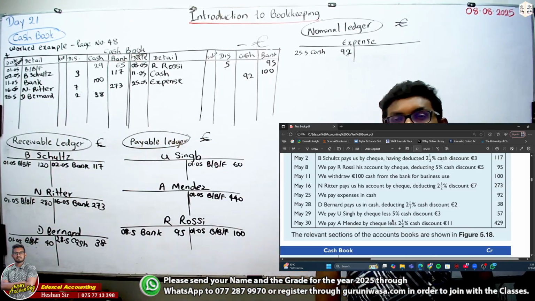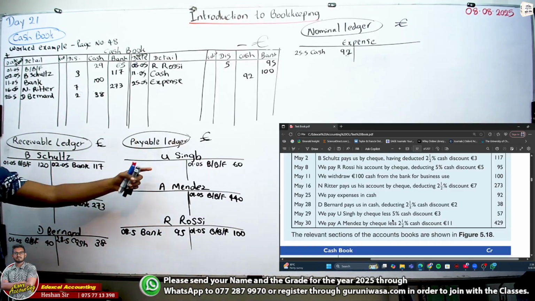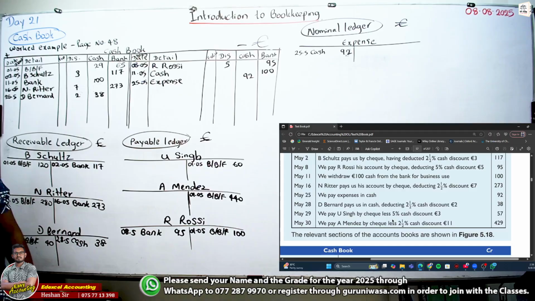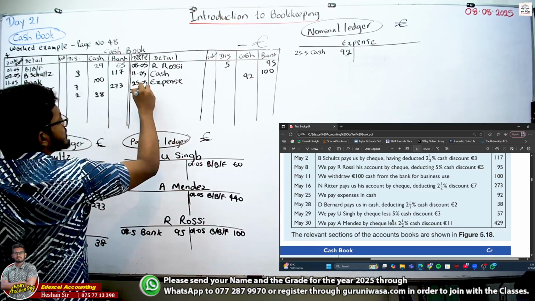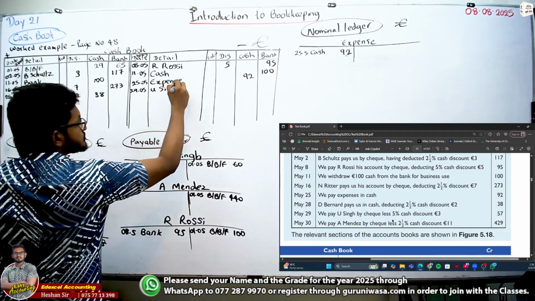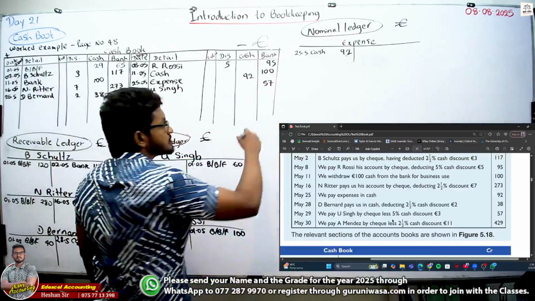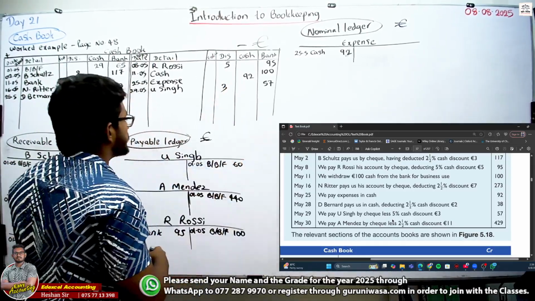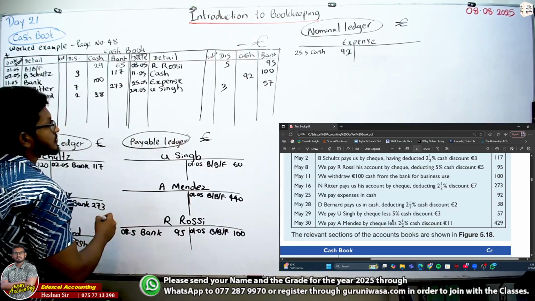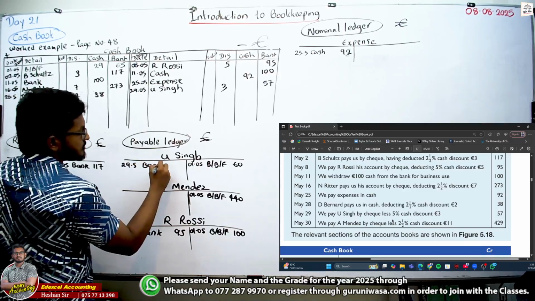We pay Usings by check, less 5% cash discount 3. Usings is our payable, right? So we pay by check. So 29th of May, Usings, right? We pay 57 by check, a bank, right? So we receive the discount 3. Discounts are recorded at the end. Till then we debit Usings account, bank 50.